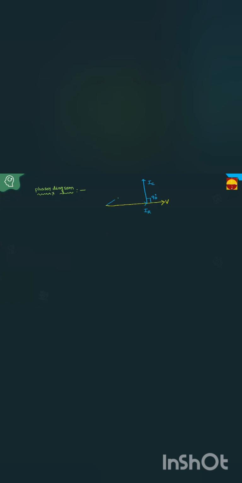Then this is the resultant. This is I. Let this angle be theta. From this, how can we write according to the parallelogram law? This is 90 degrees. I equals square root of IR square plus IC square. We can also write I square equals IR square plus IC square.